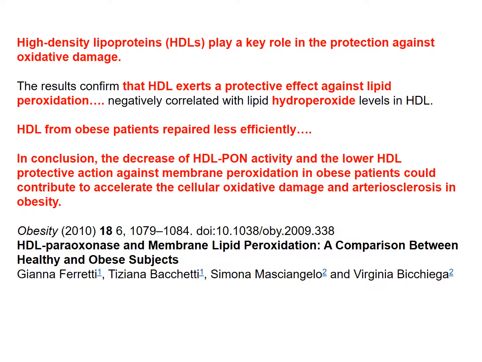But HDL from obese patients is less efficient, and it talks about how the antioxidant effect is diminished in obese patients. So it says the protective action against membrane peroxidation in obese patients could contribute to the accelerated cellular oxidative damage in arteriosclerosis and obesity. So it seems that obesity actually reduces the effect of HDLs. So it's another benefit of reducing obesity.